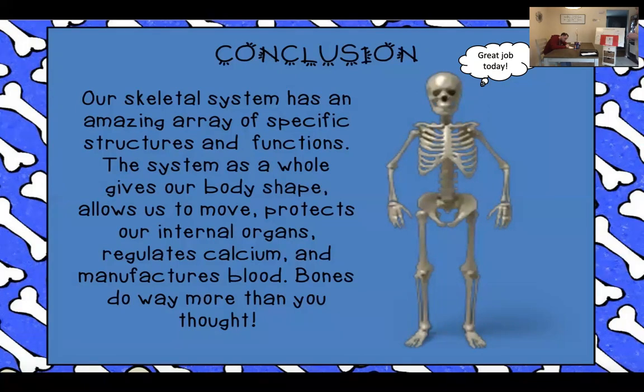And the bell's going to ring here in just a second, but I just want to remind you and just wrap everything up. Our skeletal system really is an amazing array of structure and functions. The system as a whole, it gives our body shape. It gives us the ability to move, protects our internal organs, regulates calcium, and manufactures blood. So our bones do way more than we thought that they could do.